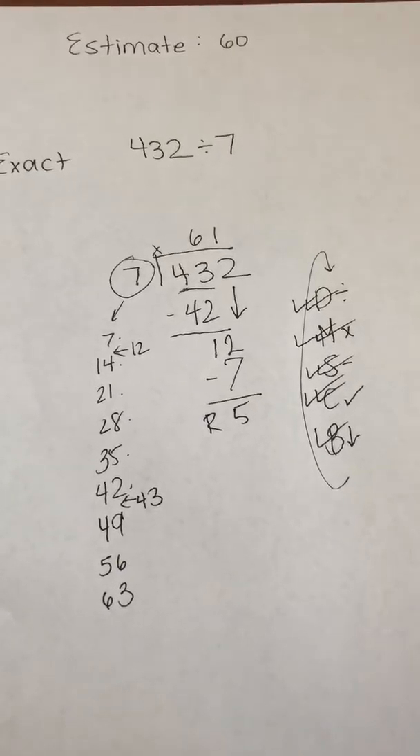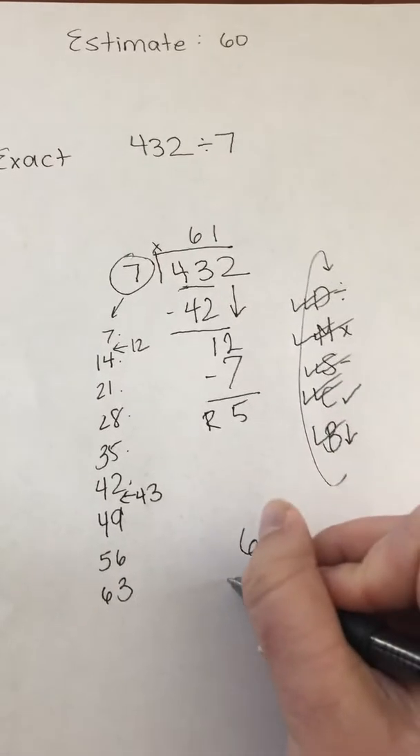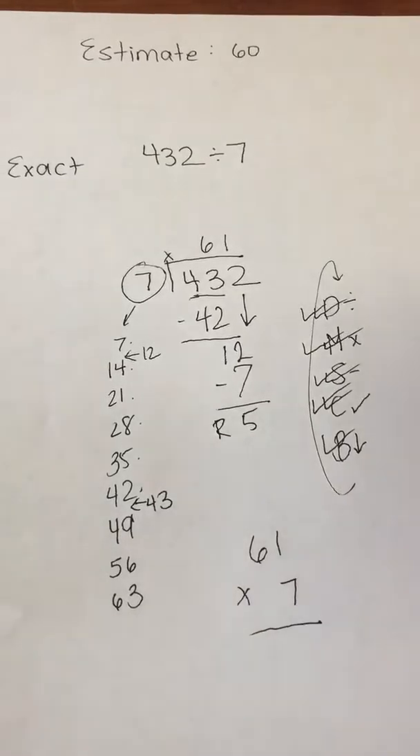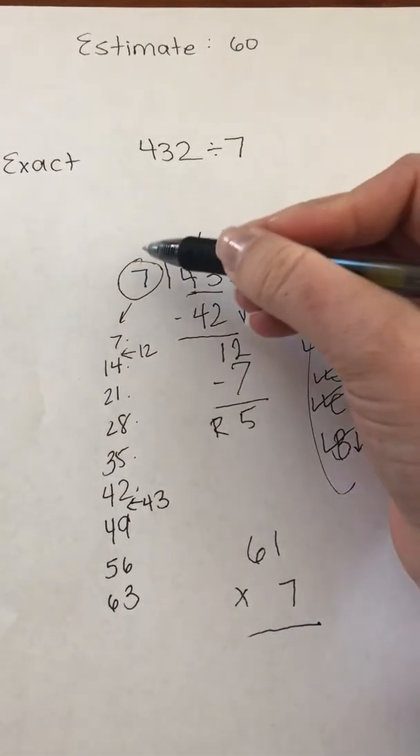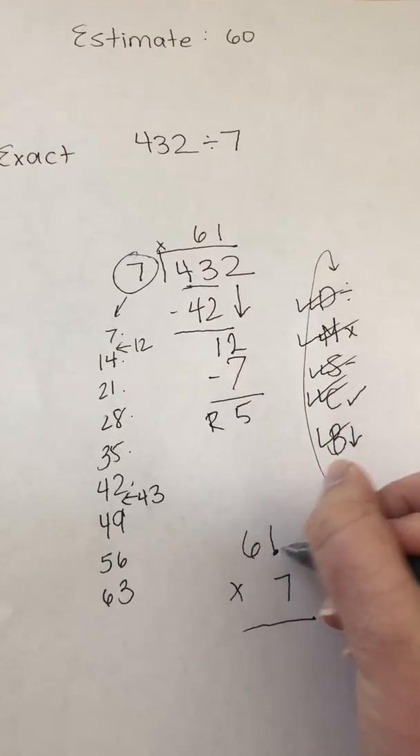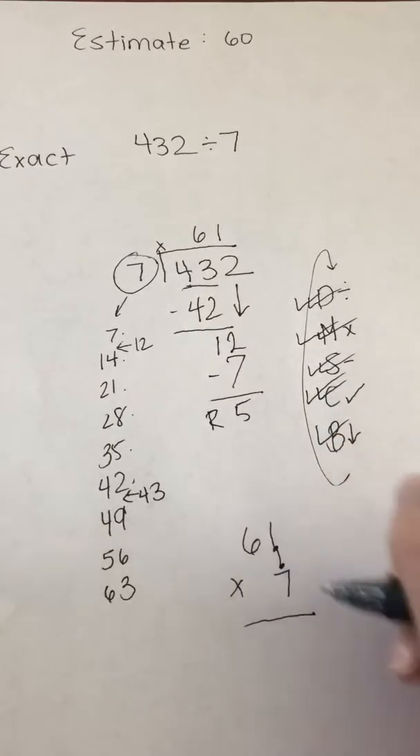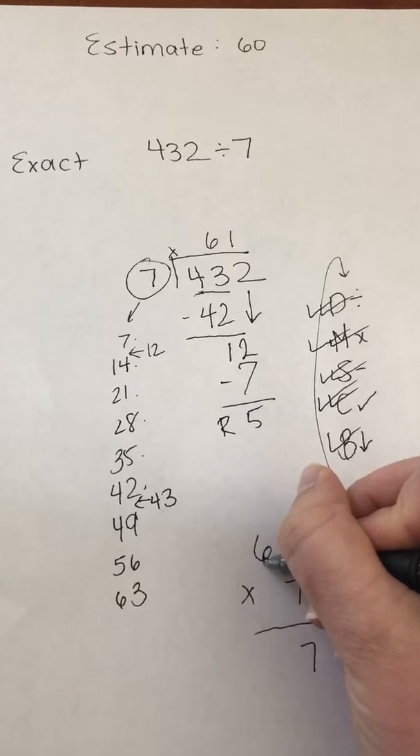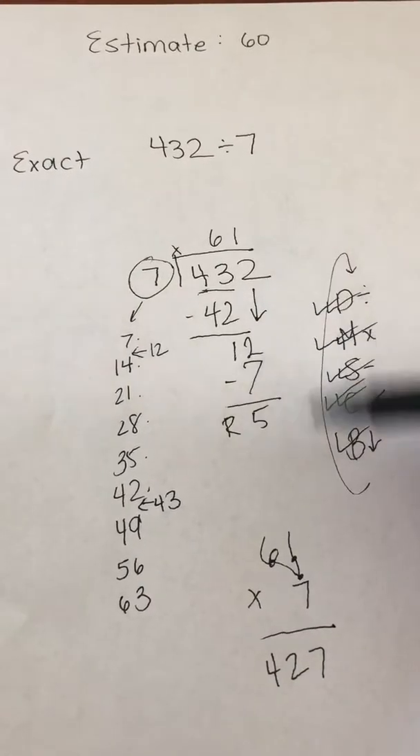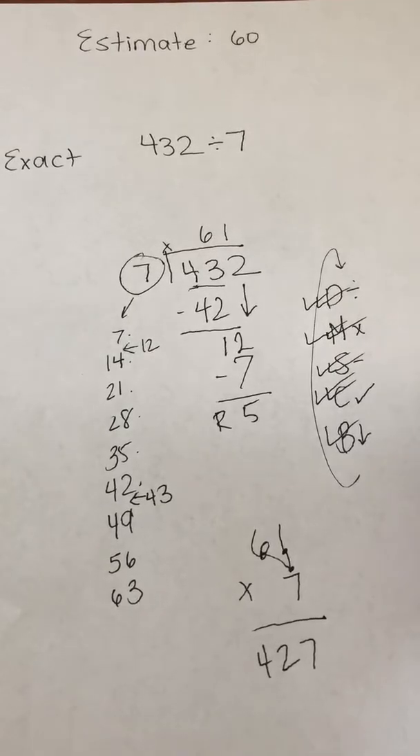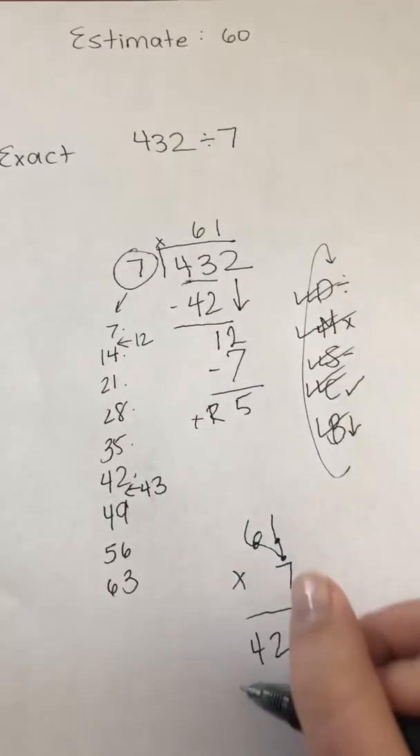Now how do we check our work? 61 times 7. The inverse of division is multiplication, so I'm multiplying 61 times 7. I'm going to use the V method and start with the ones. 1 times 7 is 7. 6 times 7 is 42. But wait, I haven't gotten what I started with for the dividend. I need to add my remainder.